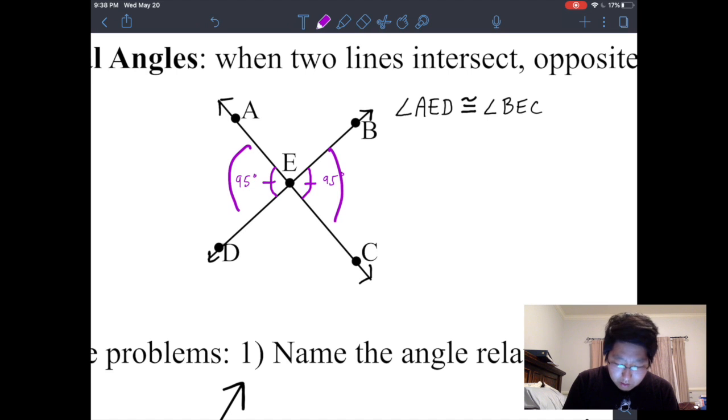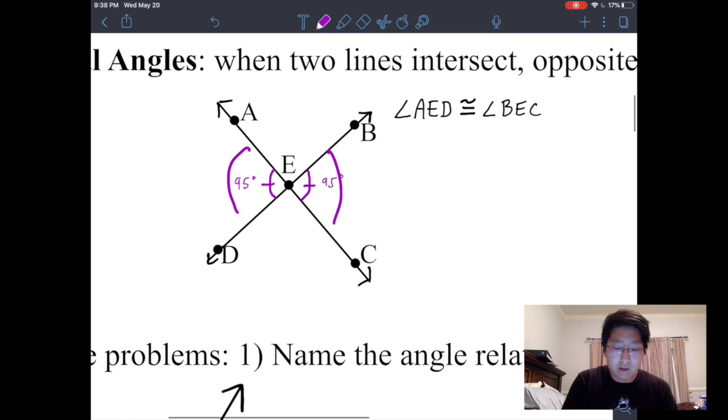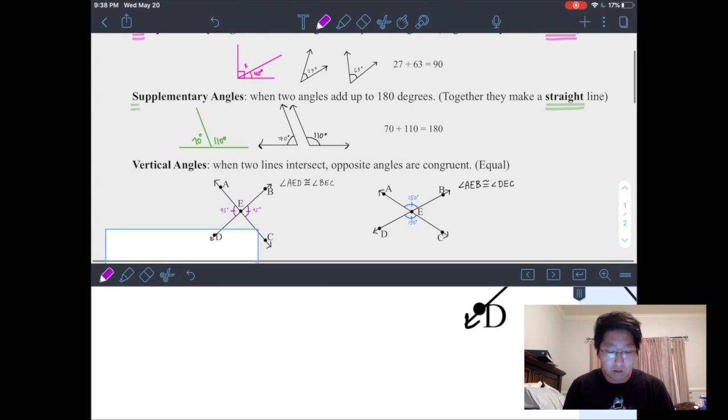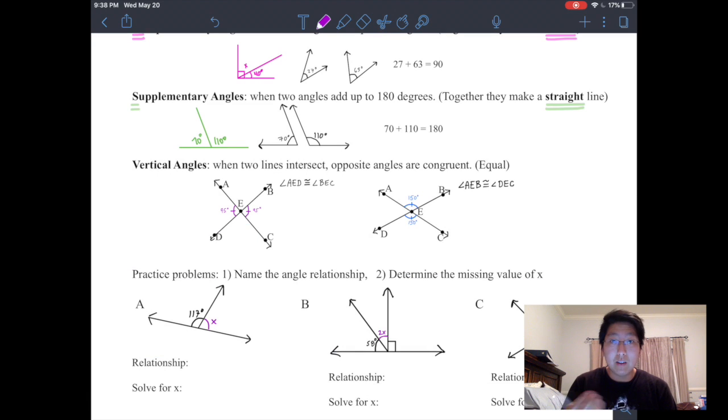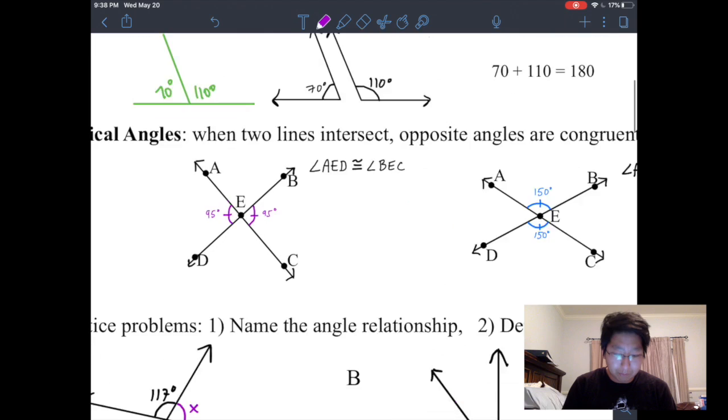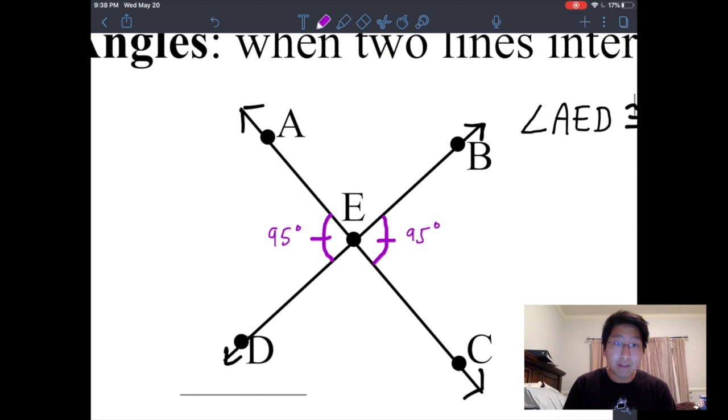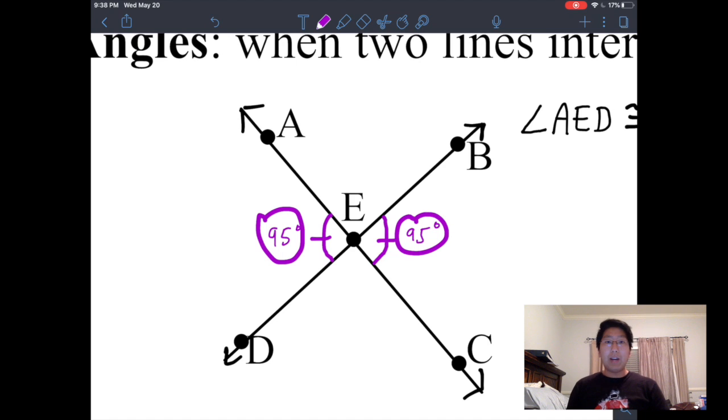Opposite each other, they are going to be congruent, meaning that they are the same shape, same size, so they're going to have the same exact distance. So if this is a 95-degree angle right here, we can say that this is a 95-degree angle. That's the relationship that vertical angles have.